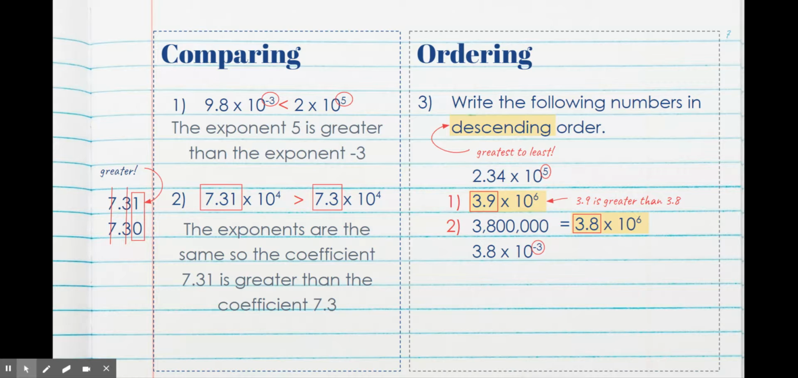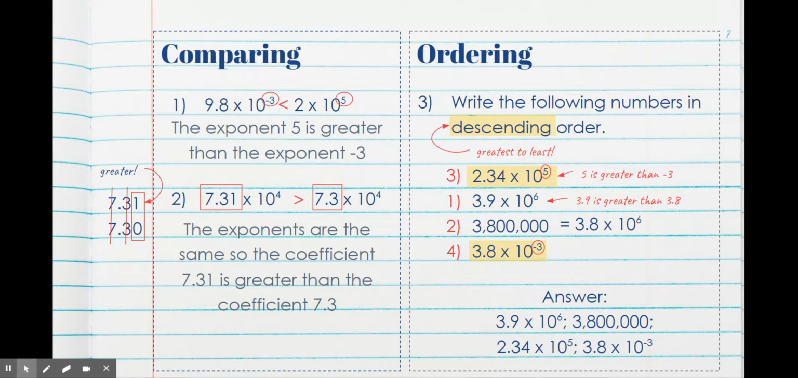Moving on to the last 2, we need to figure which one is the greatest out of the 2. So looking at the exponents, we have the exponent of 5 and the exponent of negative 3. Since the exponent of 5 is greater than the exponent of negative 3, this is going to be the third number in our list, followed by the very last one that has the exponent of negative 3. So for our final answer, we're going to rewrite these numbers in their original form in the new order. So notice in the answer, I did not write 3.8 times 10 to the 6th. I wrote 3,800,000.